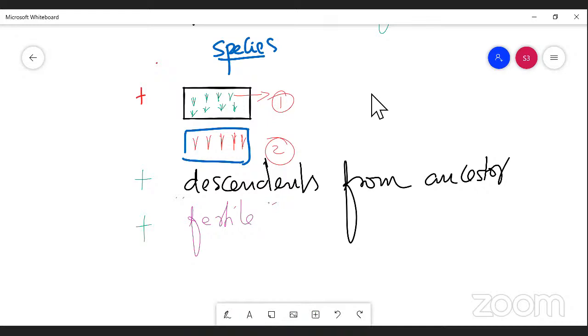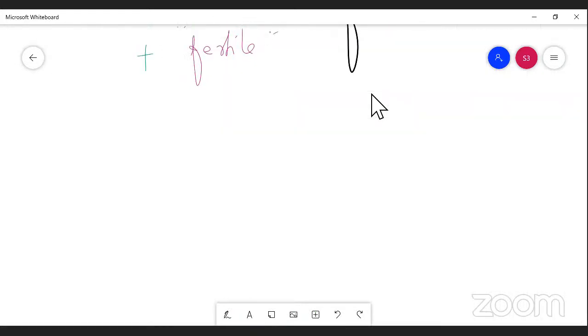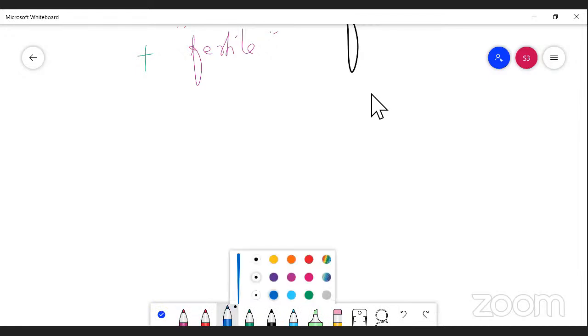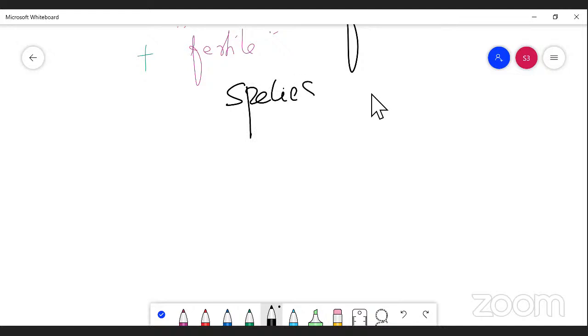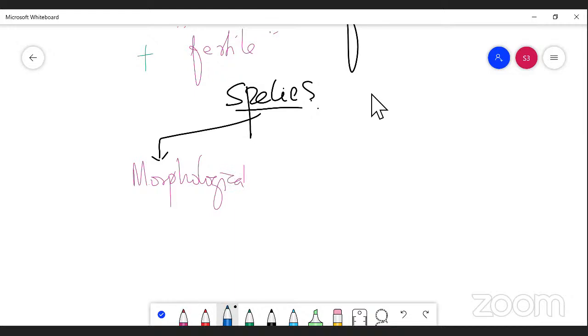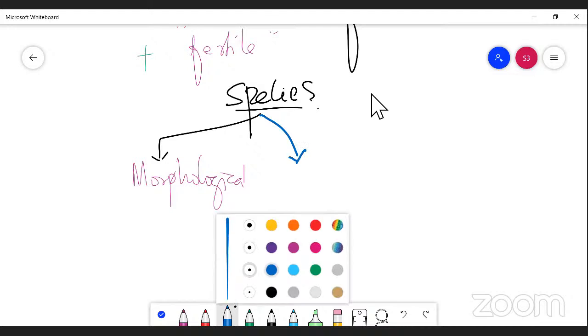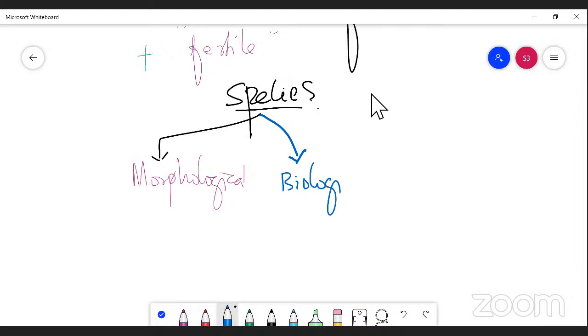Okay, and now let's move to the classification of species. As I said, it can be classified into three types. They are morphological species, biological species, and the third one is phylogenetic species, right? Dear students, please understand, I'm talking about the types of species. Species are broadly divided into the following types, right? The first type is morphological. The second type is biological. And the third category is phylogenetic, right? Phylogenetic species.